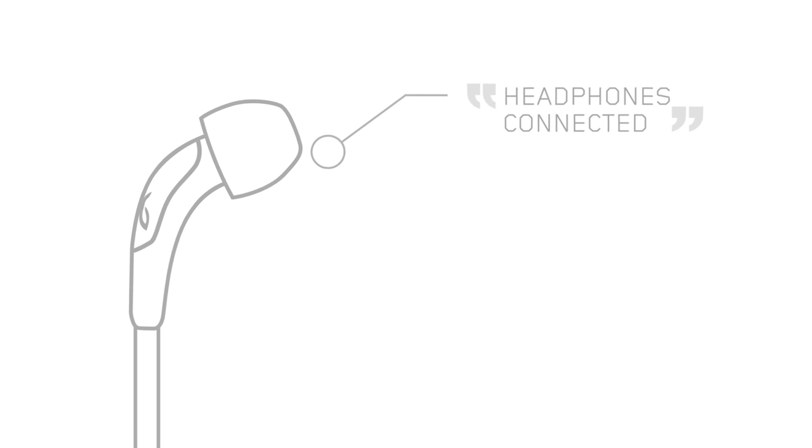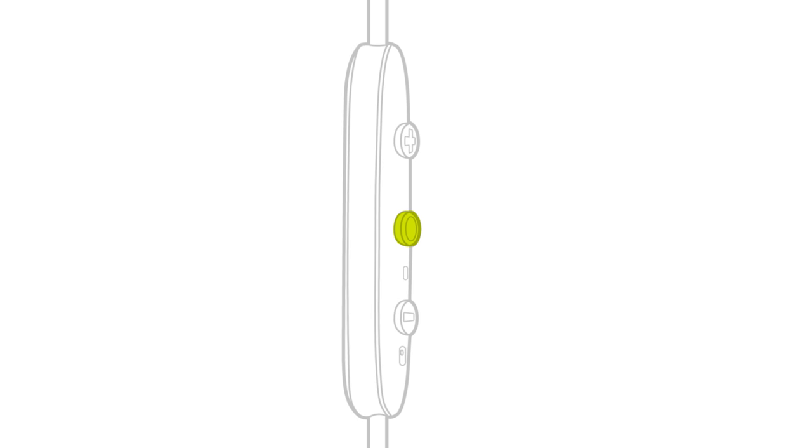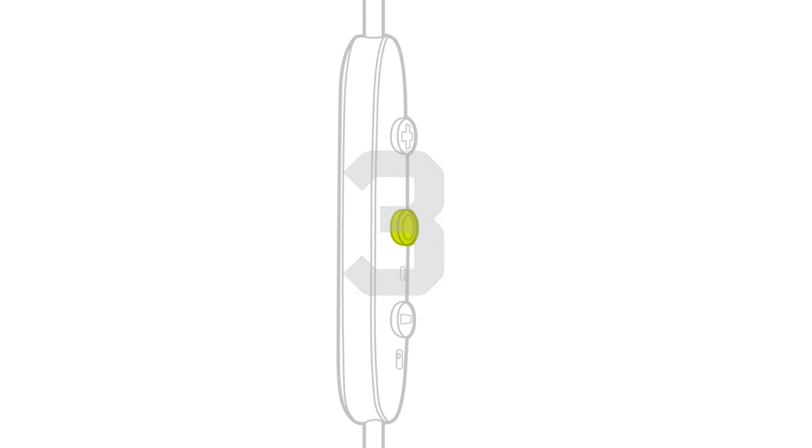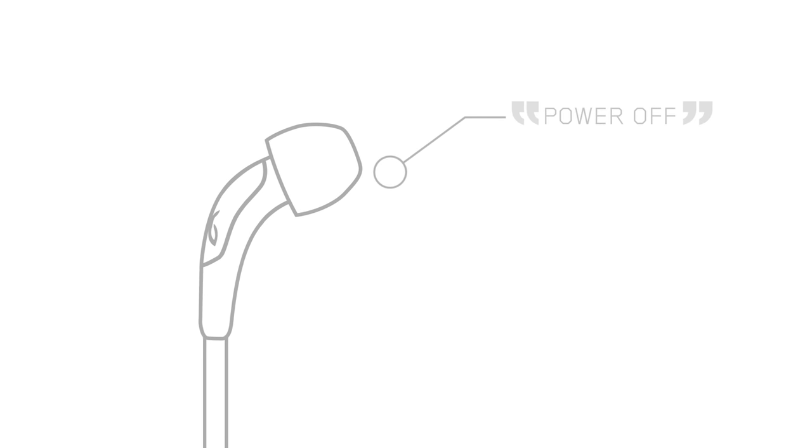If the pairing isn't successful, power off your Freedom Buds by pressing the middle button on the controller for at least 4 seconds until a voice prompt confirms power off. And repeat the pairing steps.